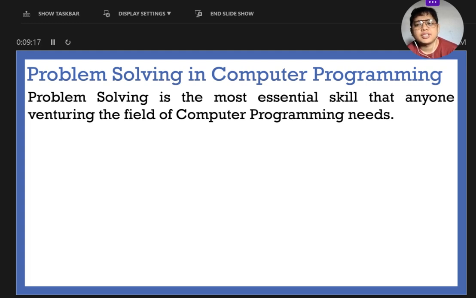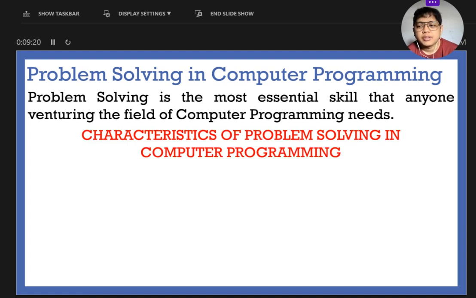Now let us discuss the characteristics of problem solving and computer programming. So first we have solvable. What does it mean? In computer programming, a solvable problem refers to a problem or task for which there exists an algorithm that a computer can compute a solution in a finite amount of time. So this means that the problem can be broken down into a series of logical steps that a computer can follow to produce a result.